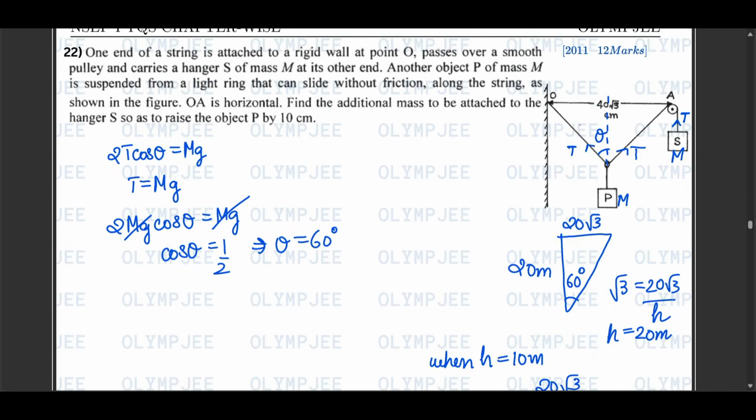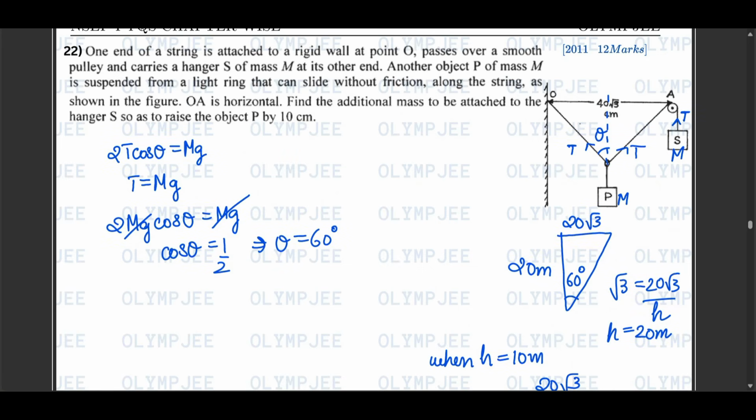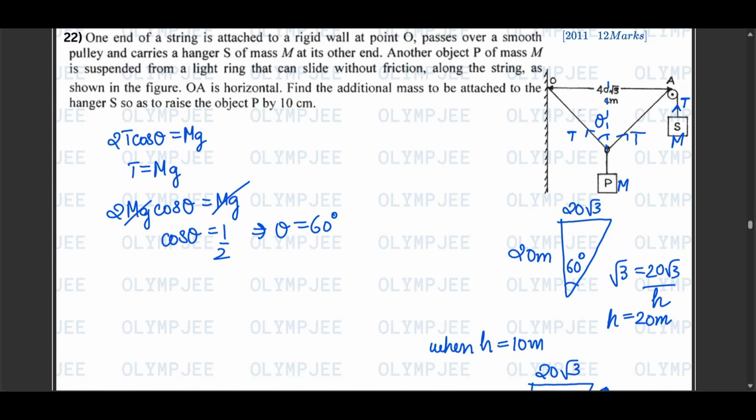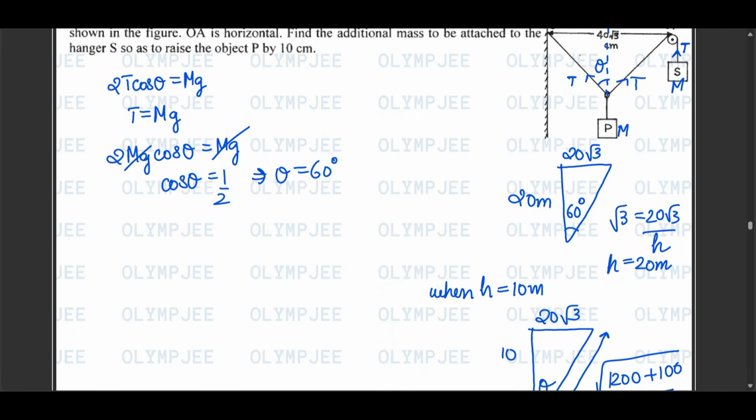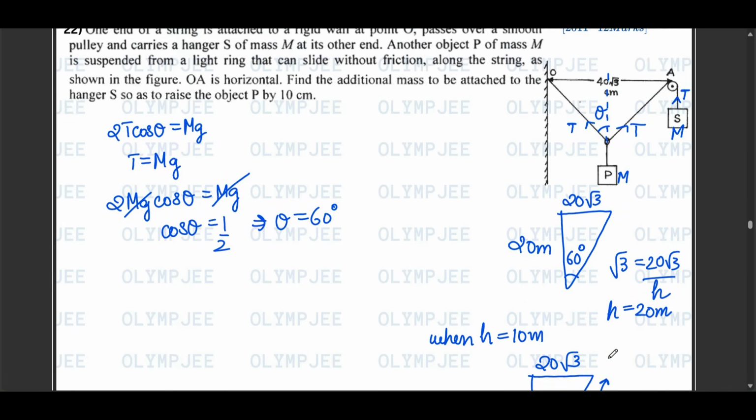So now what they're asking is additional mass to be attached to the hanger, so as to raise the object P by 10 centimeters. So after the object has raised 10 centimeter, the height is 10 centimeter and this length will be root 1300, and we are assuming that after it has raised 10 centimeter, then also it is at equilibrium, right? Then only we need to raise the mass so that the system is in equilibrium.